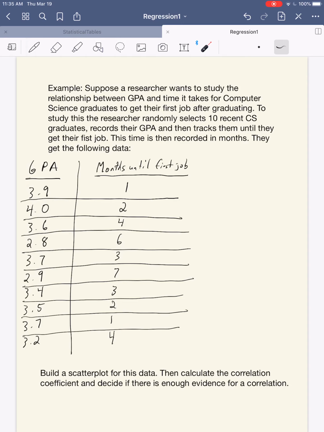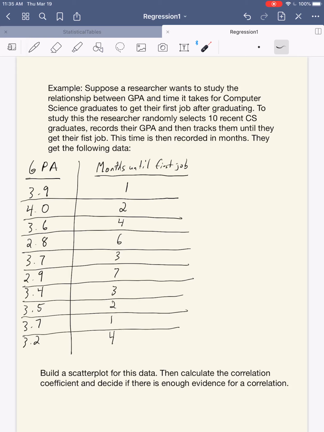Now, as you can see, again, just as a reminder, each of these pairs of values represents one of these students. So this first pair here represents that the first student in our sample had a GPA of 3.9, and it took them 1 month until they found their first job. This student down here, they had a GPA of 3.2, and it took them 4 months to find that first job. All right, so what are we going to actually do with this data?